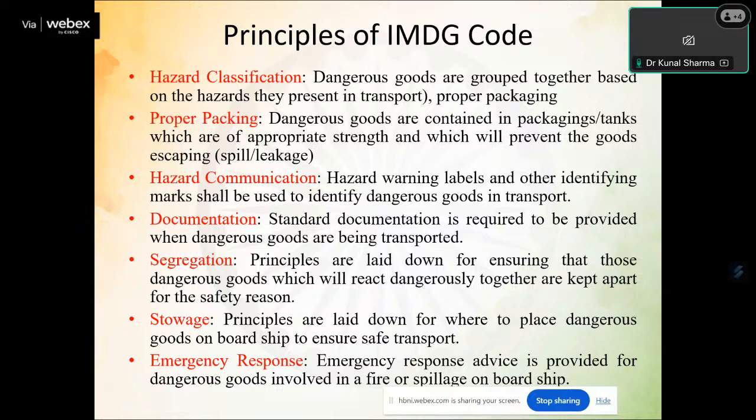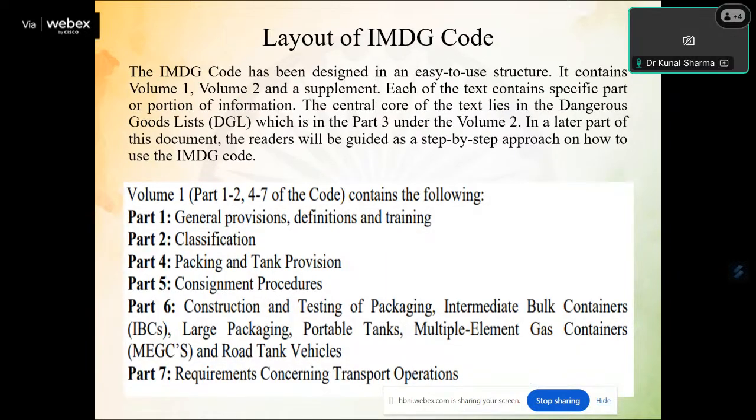These are the major classification principles, wherein hazard classification, proper packing, hazard communication, documentation, segregation, stowage, and emergency response have been included in the IMDG Code. Then there is a certain layout of the IMDG Code, because they have a number of things. It is designed in an easy to use structure so that anybody who goes and reads can easily understand. It contains volume 1, volume 2, and a supplement. Each of the texts contains a specific part of the information. The central core of the text lies in the Dangerous Goods List, DGL, which is in Part 3 under volume 2. When you download this IMDG Code, or if you want, we can share it anytime, no issues. You can easily understand.